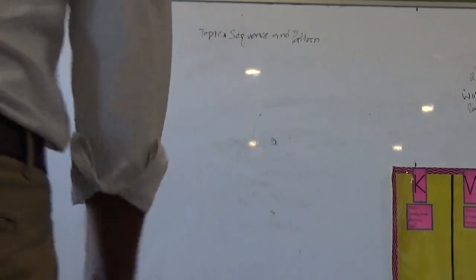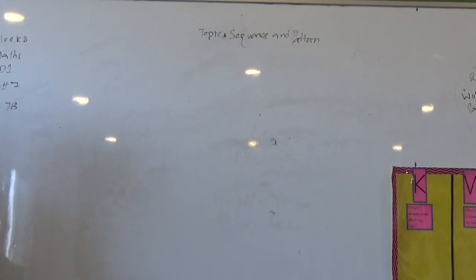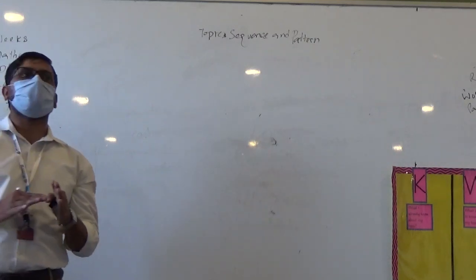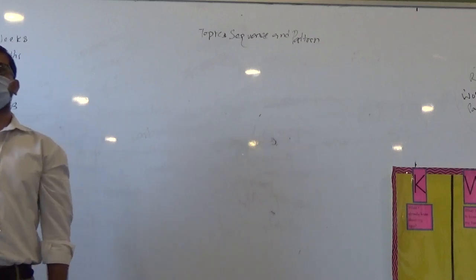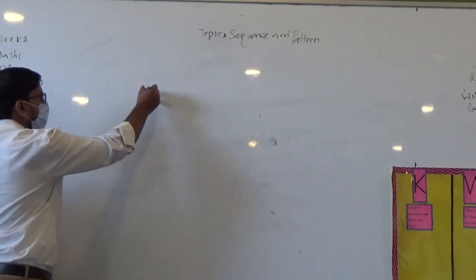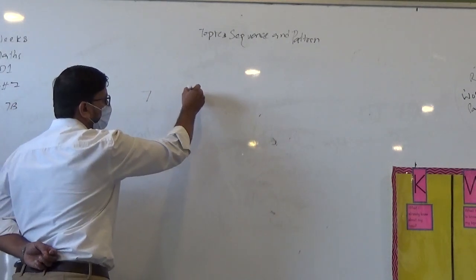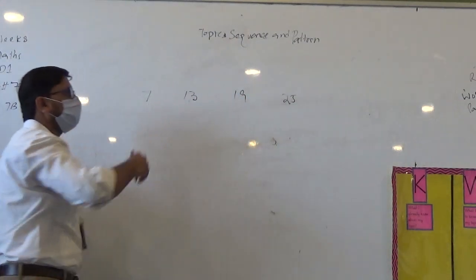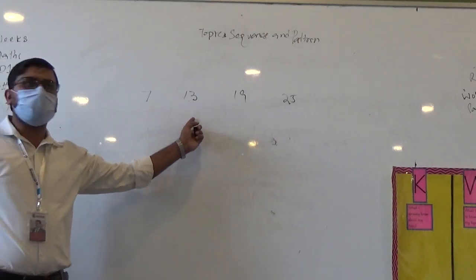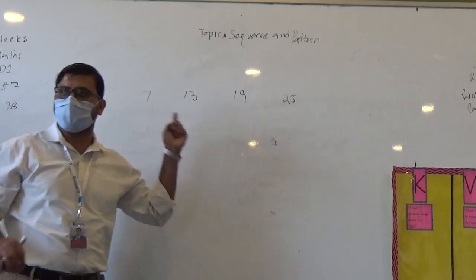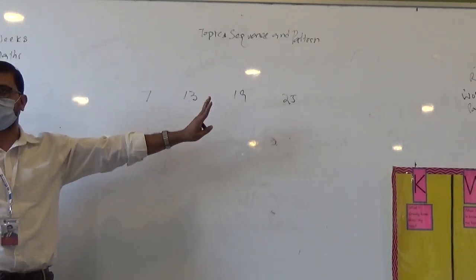So the topic is sequences and patterns, and right now we need to discuss how we can construct a general term formula, or an nth term formula, for the sequence. Normally you are just given a sequence. Suppose your first value is 7, then 13, 19 and 25. You are given the first four terms of the sequence.